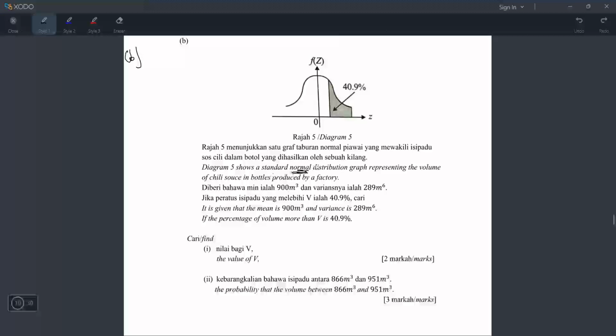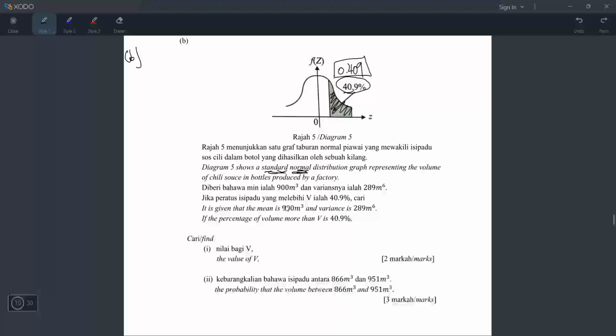Diagram 5 shows a standard normal distribution graph representing the volume of chili sauce in bottles produced by a factory. This is so familiar. I remember one of the SPM past year questions was also like that, talking about the volume of chili sauce or whatever. They give us a percentage here, and percentage automatically links to what? Probability. 40.9% means 40.9 divided by 100, so 0.409. This is the probability, or you can also say the area of the shaded region.